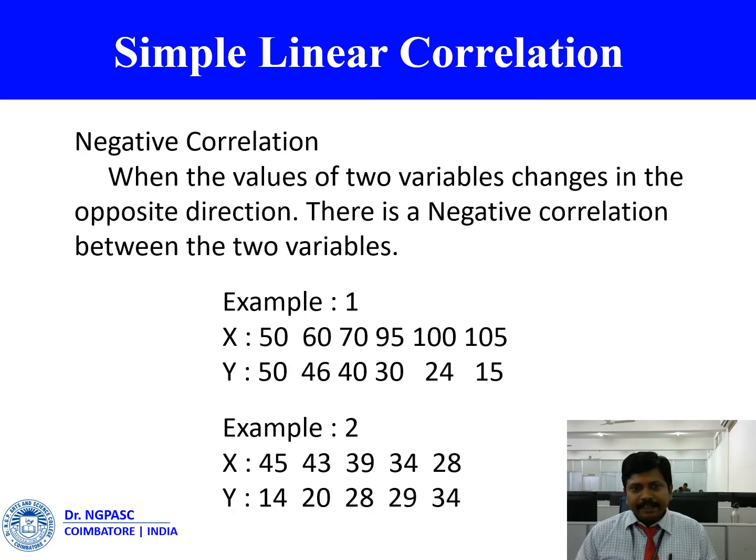Next, we have to see the negative correlation. When the values of two variables change in the opposite direction, there is a negative correlation between the two variables. For this example, one set of values is increasing but the other set of values is decreasing. In example 1, x values are increasing but y values are decreasing. In example 2, x values are decreasing but y values are increasing. These two examples are examples of negative correlation.